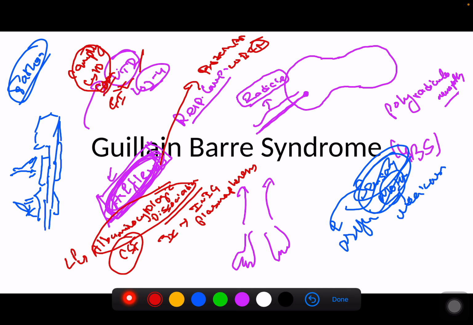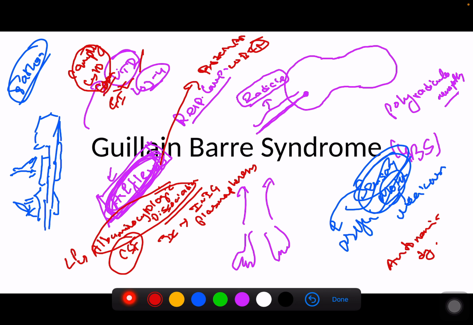Okay, so the most important factor which differentiates it from myasthenia gravis is the autonomic dysfunction that we see in Guillain-Barré syndrome. So there is autonomic dysfunction also in Guillain-Barré syndrome. What autonomic dysfunction will you appreciate? There can be arrhythmias, there can be BP changes, and there will be voiding dysfunction.